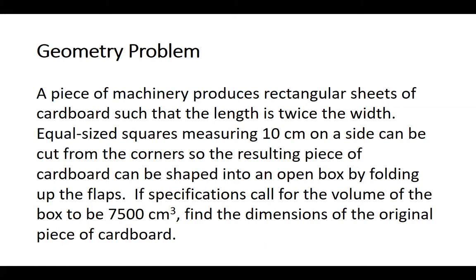Equal sized squares measuring 10 centimeters on a side can be cut from the corners. So we're going to cut squares out of these corners, and they're going to be 10 centimeters by 10 centimeters, the same for all of them. So that the resulting piece of cardboard can be shaped into an open box by folding up the flaps. If we cut those out, we can fold up the sides and we have a box without a top. If specifications call for the volume of the box to be equal to 7,500 cubic centimeters, find the dimensions of the original piece of cardboard.